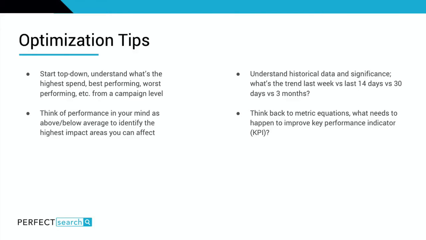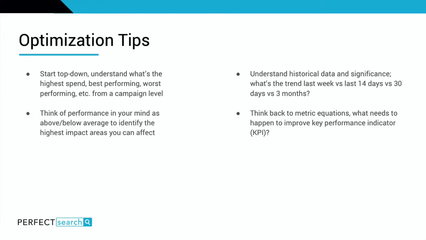Start from the top down. So out of your list that we're talking about, sometimes this might be keywords or other types of optimizations, what's spending the most? What's performing the best? And then you want to flip it around. What's worst performing from the campaign level? So you start from the top down, and then you get more nitpicky.